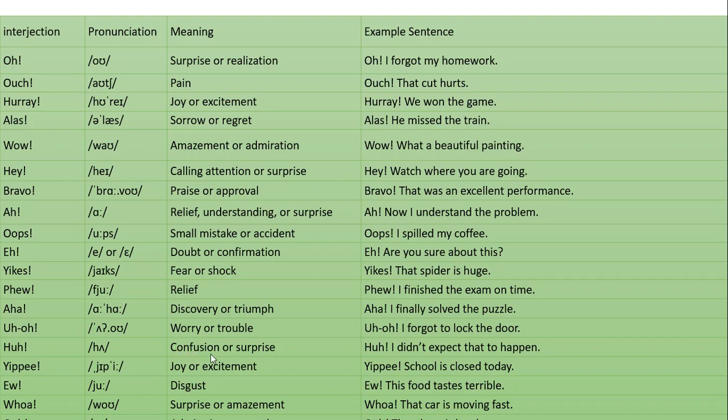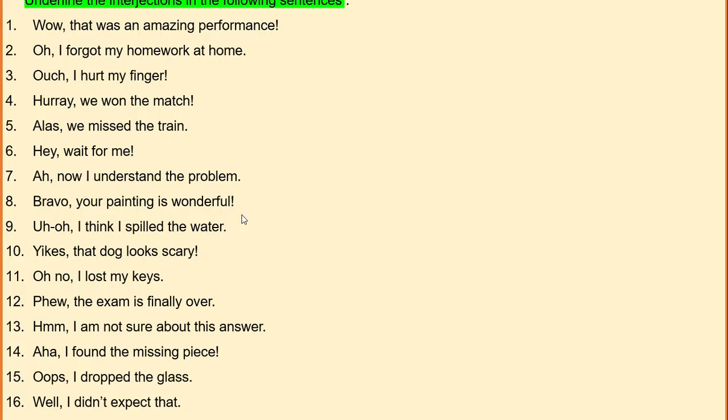Ha! Confusion or surprise. Ha! I didn't expect that to happen. Yippee! Joy or excitement. Yippee! School is closed today. Yuck! Disgust. Yuck! This food tastes terrible. Wow! Surprise or amazement. Wow! That car is moving fast. Now underline the interjections in the following sentences.